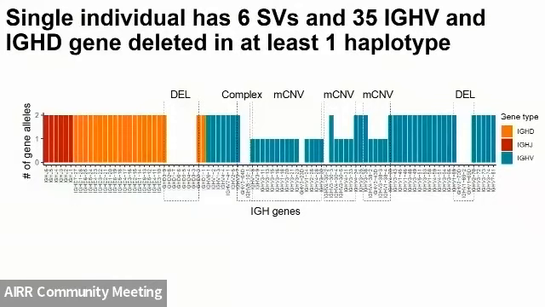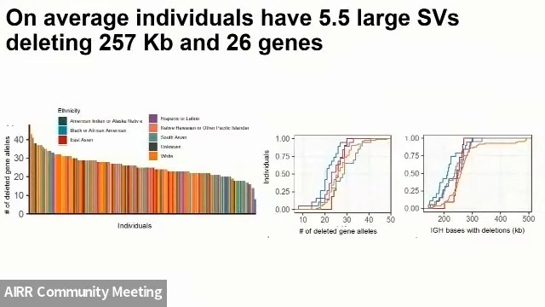Because we assembled the IgH locus, we're able to get these really refined, breakpoint-resolved structural variants. In this example, this single individual has 6 structural variants and 35 genes deleted in at least 1 haplotype. On average, individuals have 5.5 large structural variants that delete 257 kb and 26 genes from at least 1 haplotype.